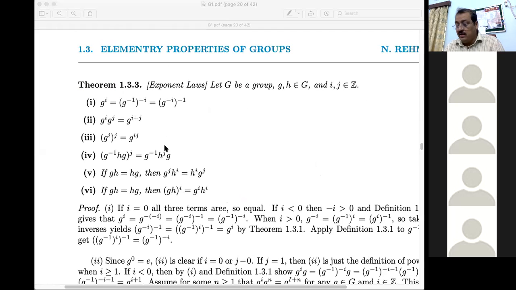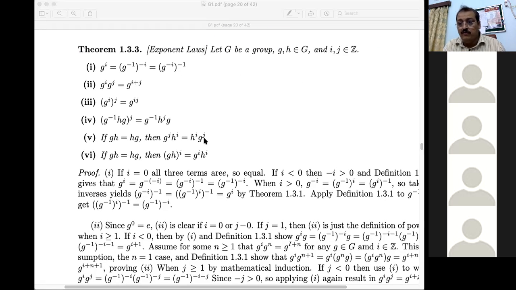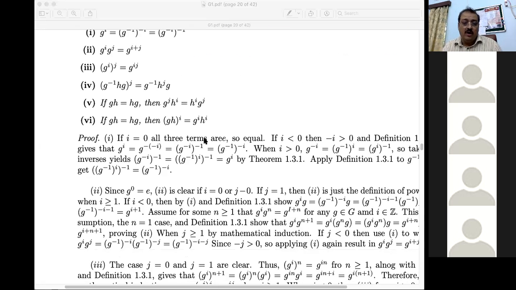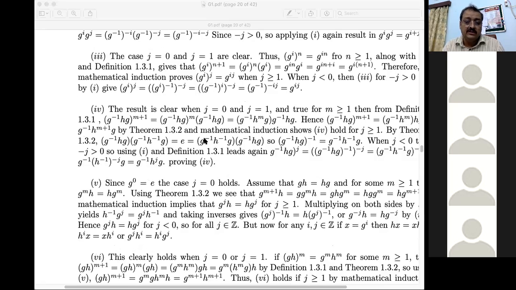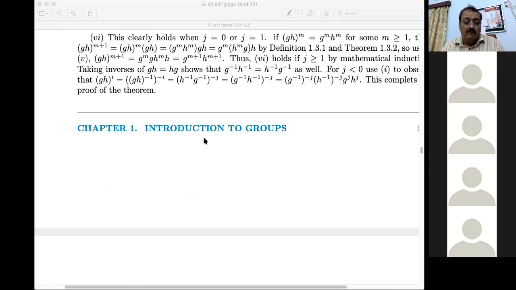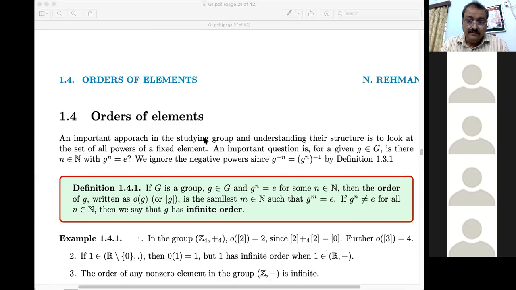So these are the six basic properties of a group, where G is a group and i, j are elements of the set of integers. This satisfies all these six properties, and these six properties are called the exponent laws. I am not going to prove all of them one by one. I just explained how you have to write a proof, which is important and useful for our later discussion.